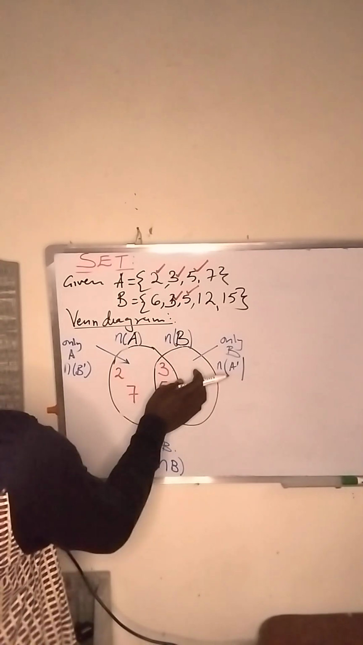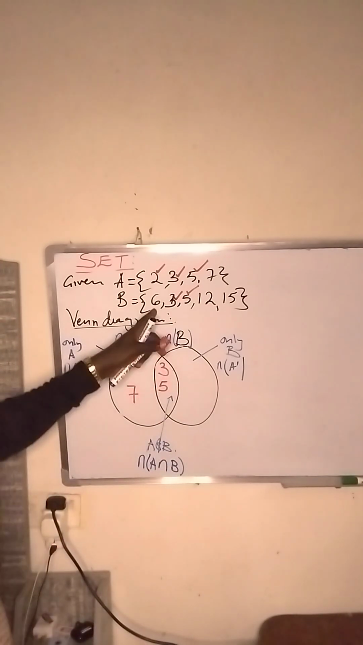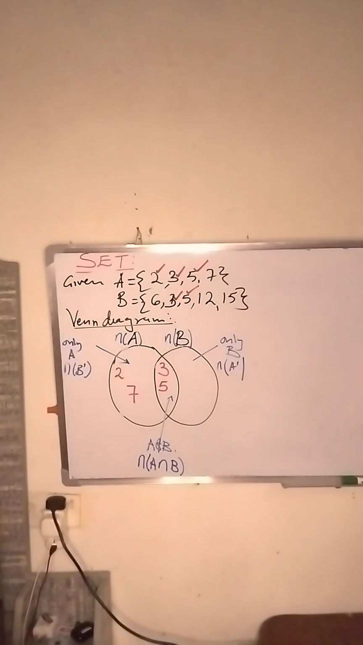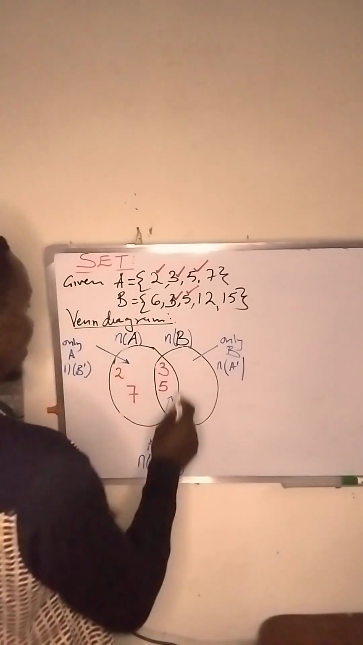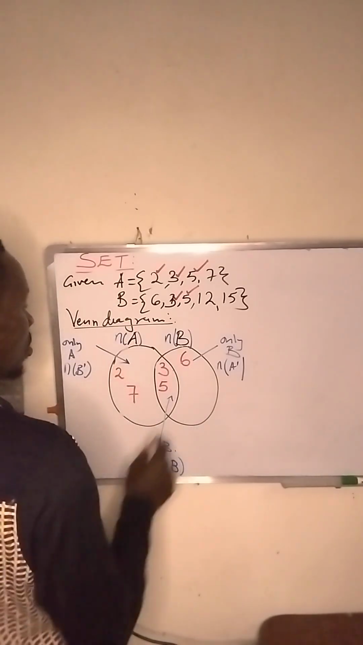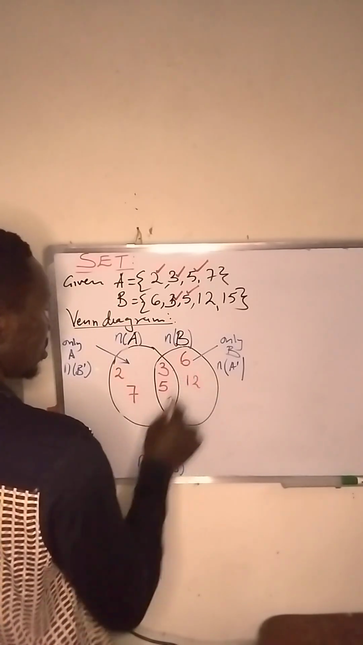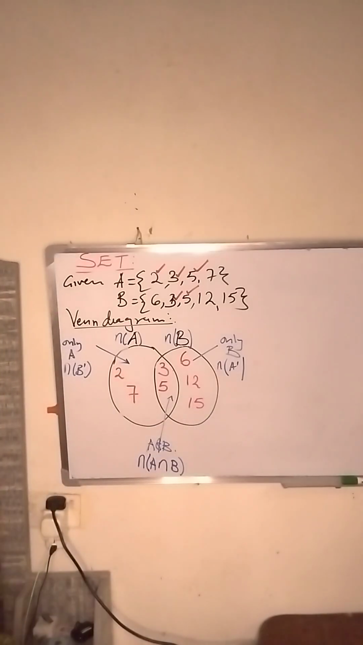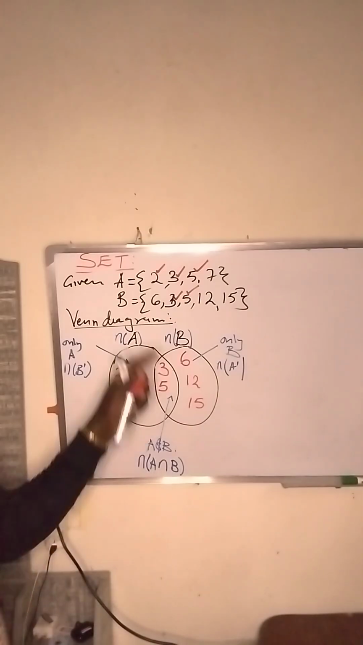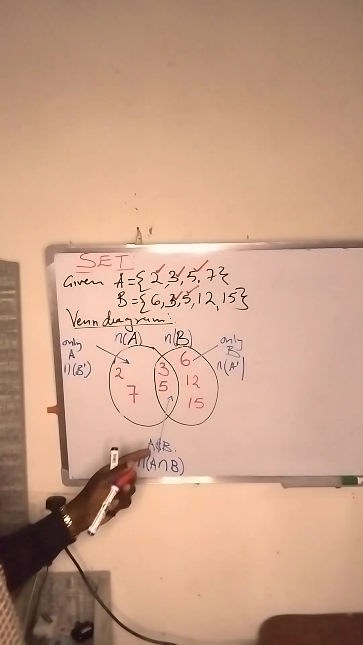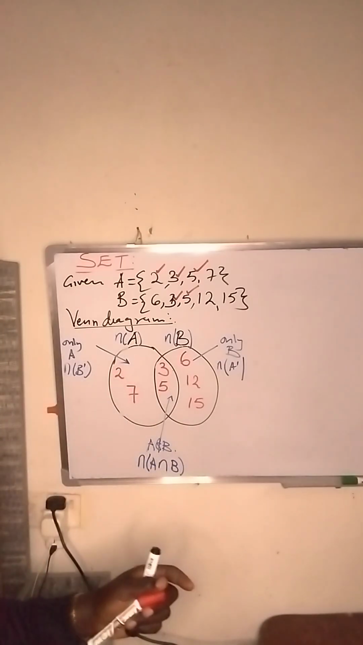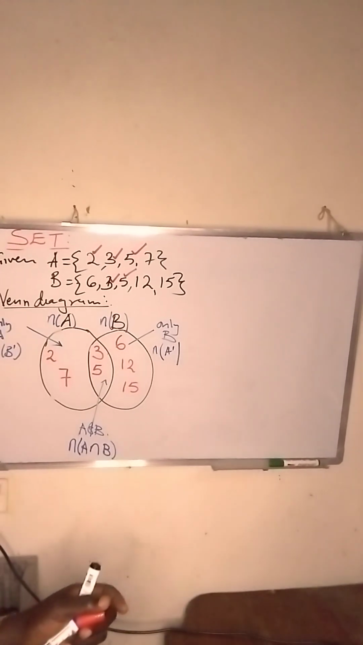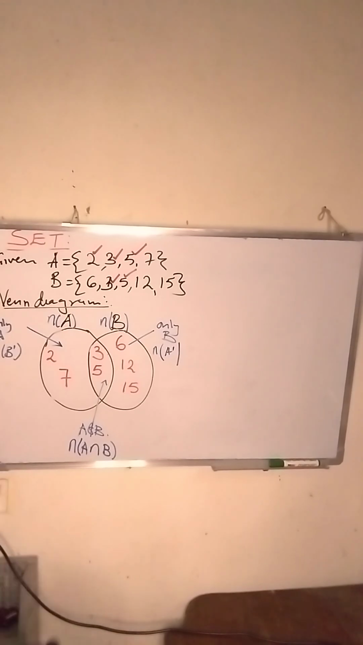Then now we come to this very point. The balance, it means they are only found in set what? In set B. We are having a 6, a 12 and also a 15. Those are the members of set A and B, and that is how we represent it on a Venn diagram.